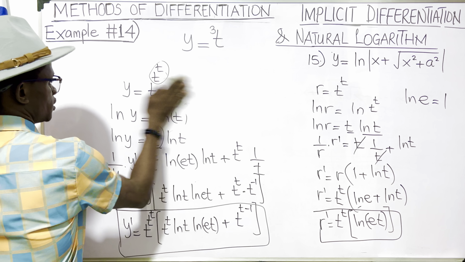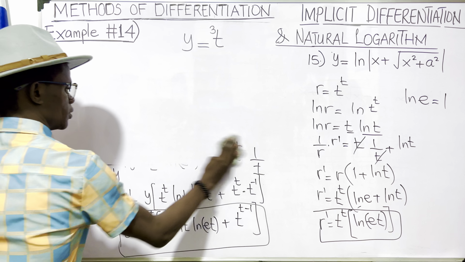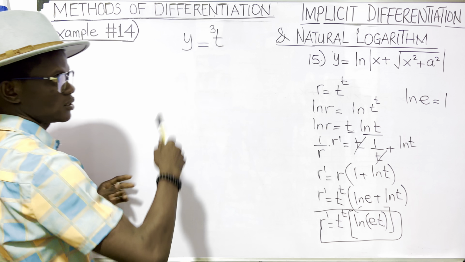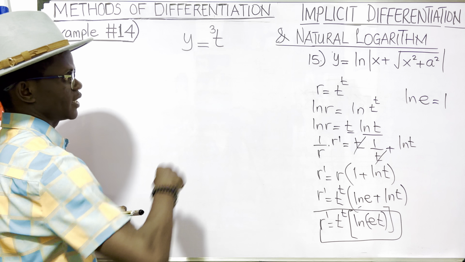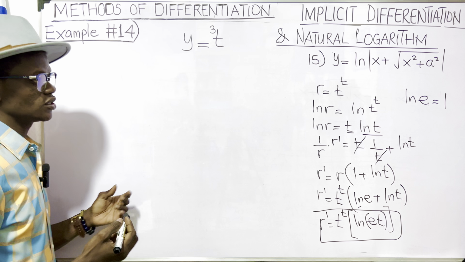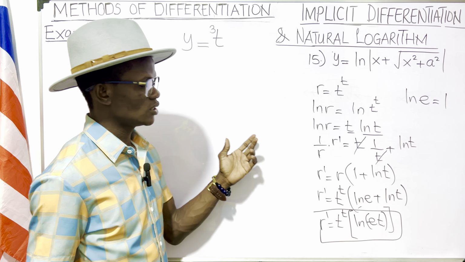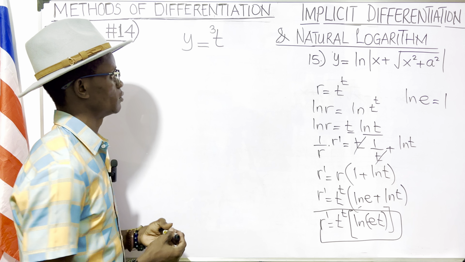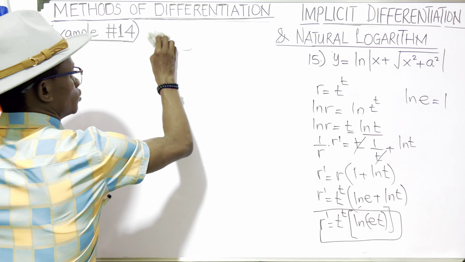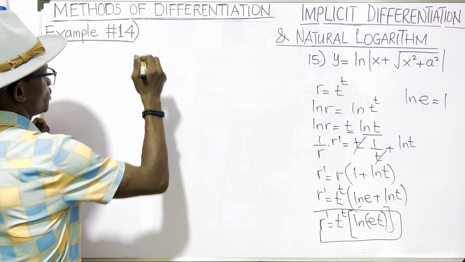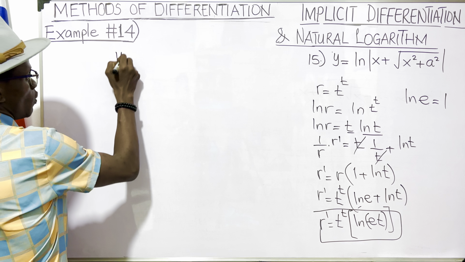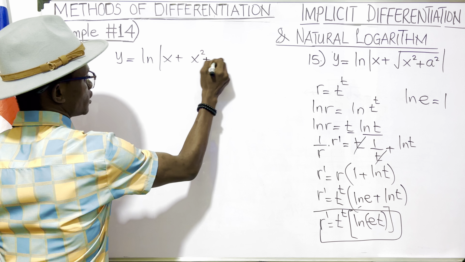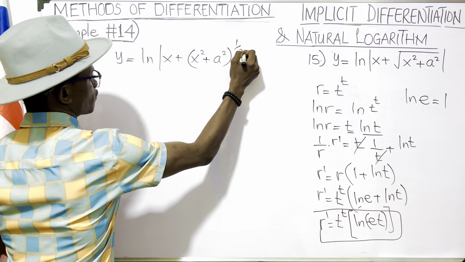Let's do the next question. These questions are actually on implicit differentiation. We just added natural logarithm, because we can use the natural logarithm to assist us in carrying out implicit differentiation. So question number 15, we have y equals the ln of x plus the square root of x squared plus a squared, raised to the power half.